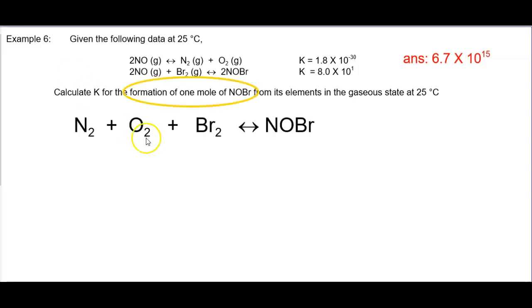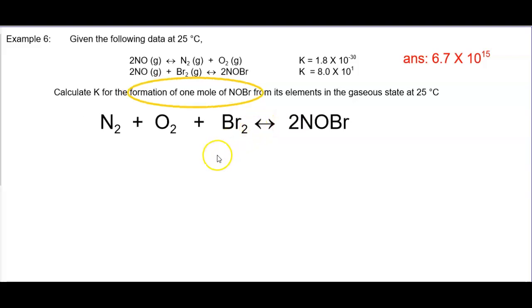So in example 6, this one's a little different because I ask you to write the formula. So it says calculate the formation of 1 mole of NOBr. So this is what I'm trying to find K for from its elementals. So these are all diatomics. But you have to balance it. So we got to balance it. That's what I did here. And then I have to write it as it's requested.